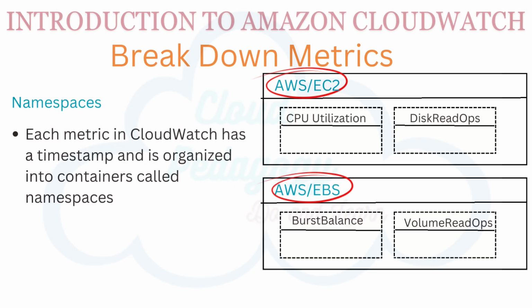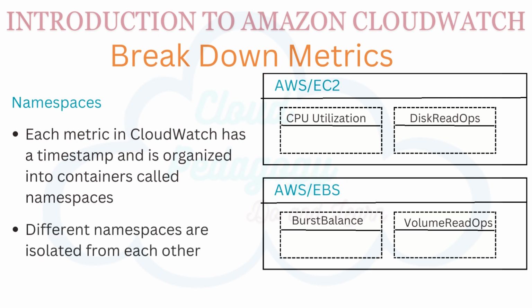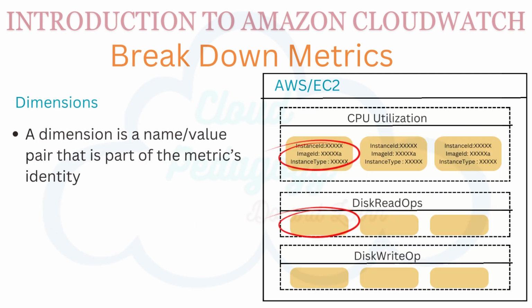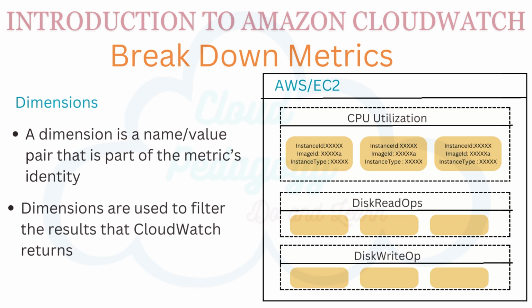Each metric in CloudWatch has a timestamp and is organized into containers called namespaces. Metrics in different namespaces are isolated from each other. You can think of them as belonging to different categories. AWS services that send data to CloudWatch attach dimensions to each metric. A dimension is a name/value pair that is part of the metric's identity. You can use dimensions to filter the results that CloudWatch returns. For example, you can get statistics for a specific EC2 instance by specifying the instance ID dimension when you search.